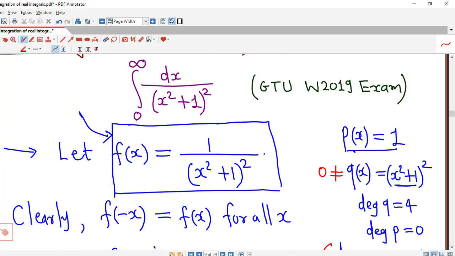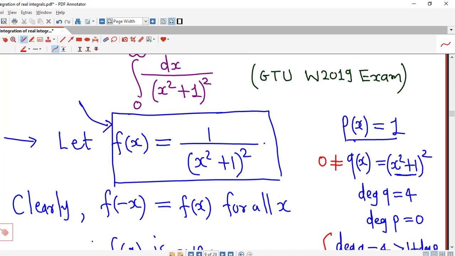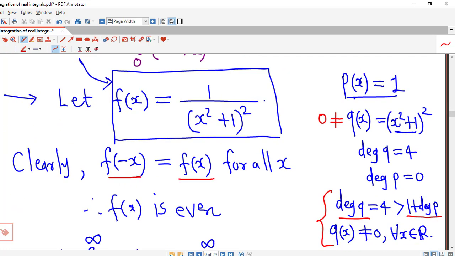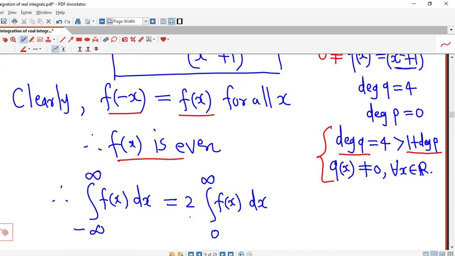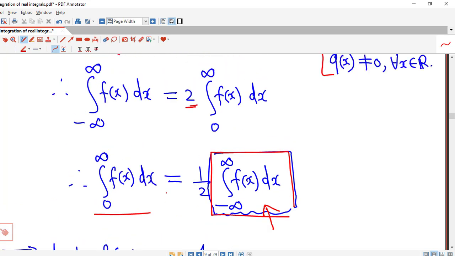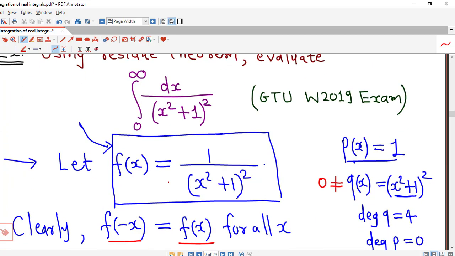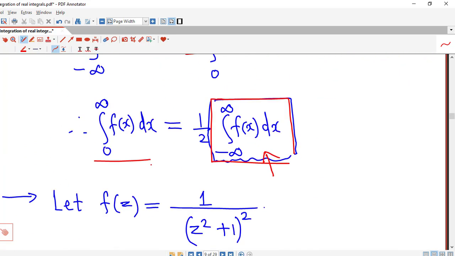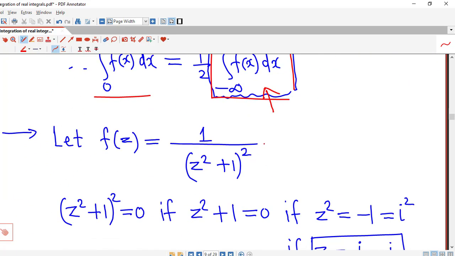Now here the range of the integral is 0 to infinity. So we have used the fact that f(x) is an even function, therefore the integral from minus infinity to infinity is 2 times the integral from 0 to infinity. So this will be equal to 1/2 times the value of this improper integral. So we are evaluating this improper integral, and for that we consider the complex analog of this function. Here we replace x by z, so we obtain f(z) equal to 1 over (z square plus 1) whole square.